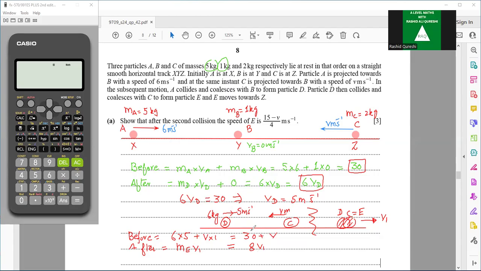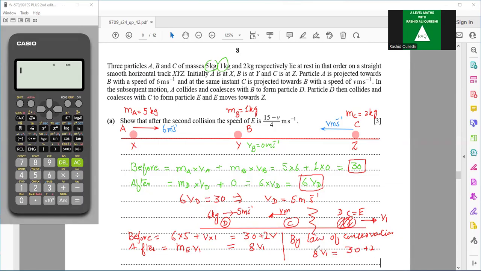Now you have to find the velocity V1. We have to equalize both the values. And remember that before, the mass of the C particle is 2 kg over here, so you have to write 2 times V. So equalize both the momentum. By the law of conservation of momentum, that will be equal to 8 times V1 is equal to 30 plus 2 times V.